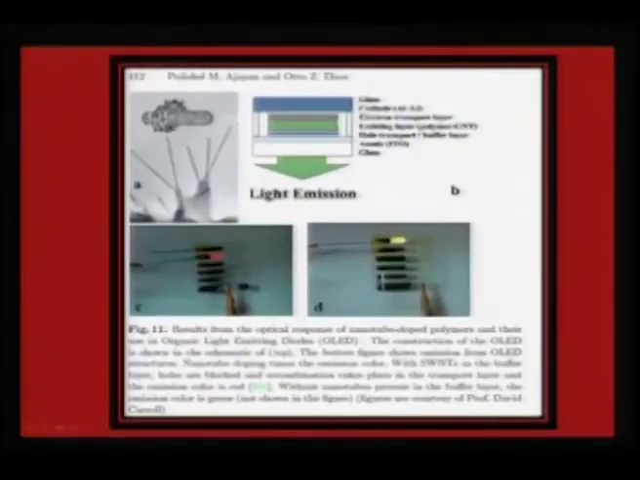For example, if you put single wall nanotubes in buffer layers here, which is in between, holes are actually blocked and recombination takes place in the transport layer, and you can get selectively red. But if you are not going to put carbon nanotubes, then the emission will be green. So this is mainly meant for modulating the charge carrier transport, and therefore the recombination of the excitons can be made to happen either in the transport layer or towards the conducting layers. So you can actually fine tune the light emission by adding carbon nanotubes in OLEDs.